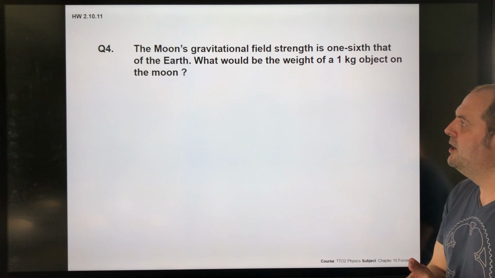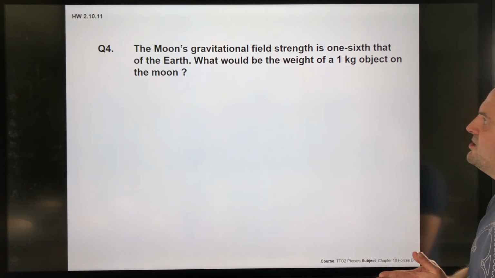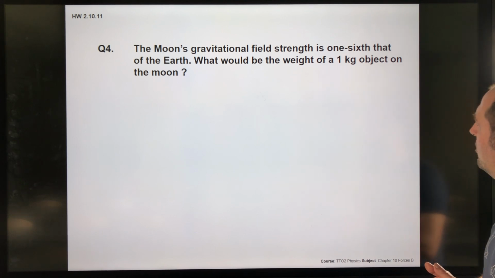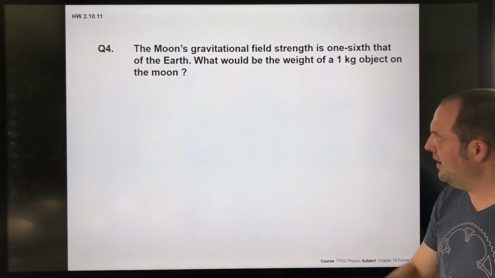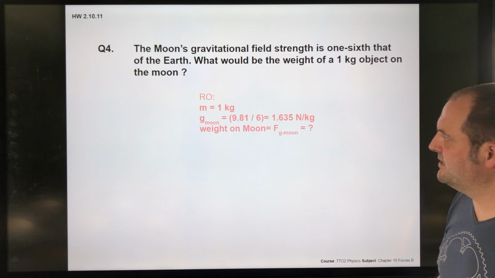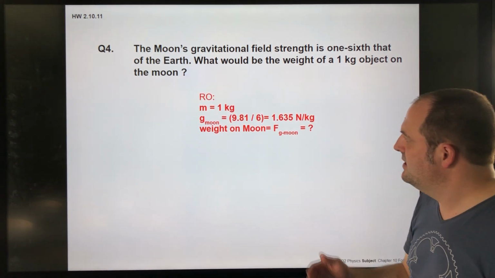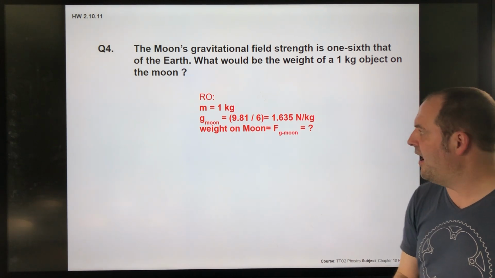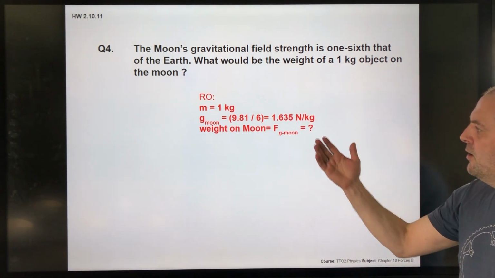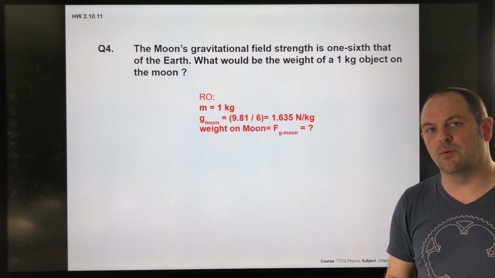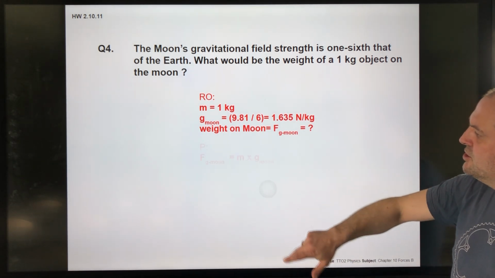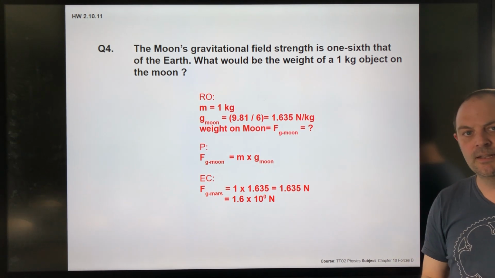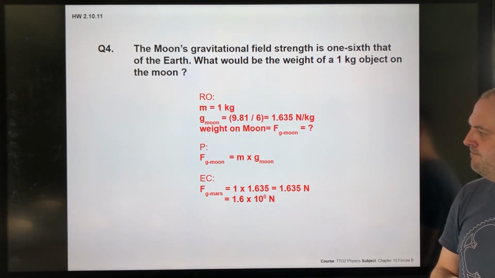Okay, question 4. The Moon's gravitational field strength is 1/6 of that on Earth. What would be the weight of a kilogram object on the Moon? If you know it's 1/6, then you just divide it by 6. So the gravitational field strength divided by 6 will give me 1.635 Newton per kilogram. I want to know the gravitational force on the Moon. So here's my formula. Again, you fill it in and you get an outcome of 1.6 times 10 to the power of 0 Newton.